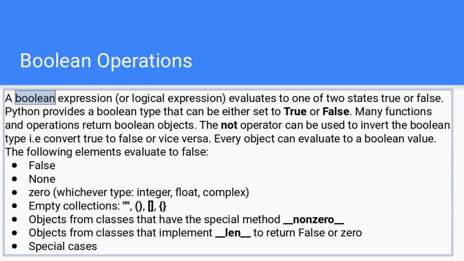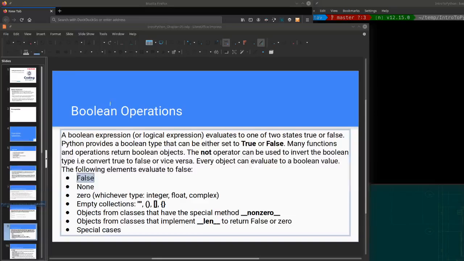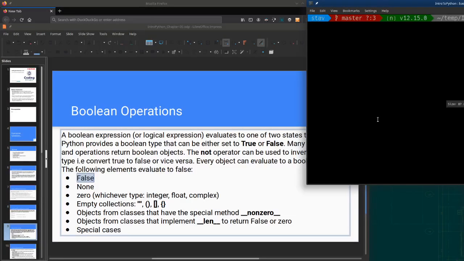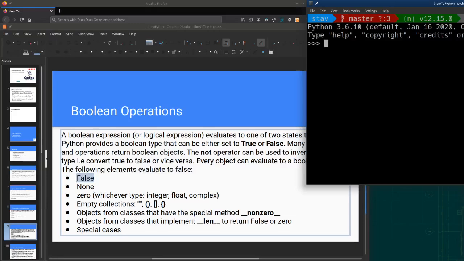Every object can evaluate to a Boolean value. The following evaluate to false. The False object. Let's take a look at these as we do them, can we? False evaluates, so we can say bool of False evaluates to false. Bool of None evaluates to false.